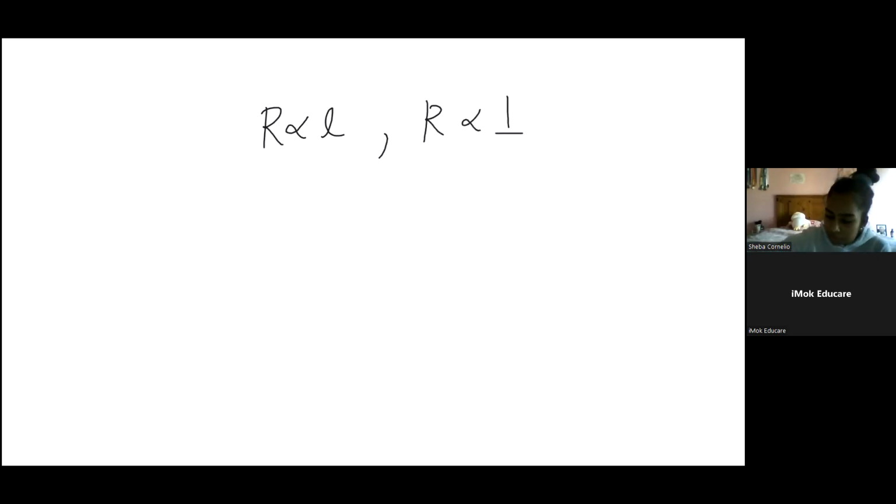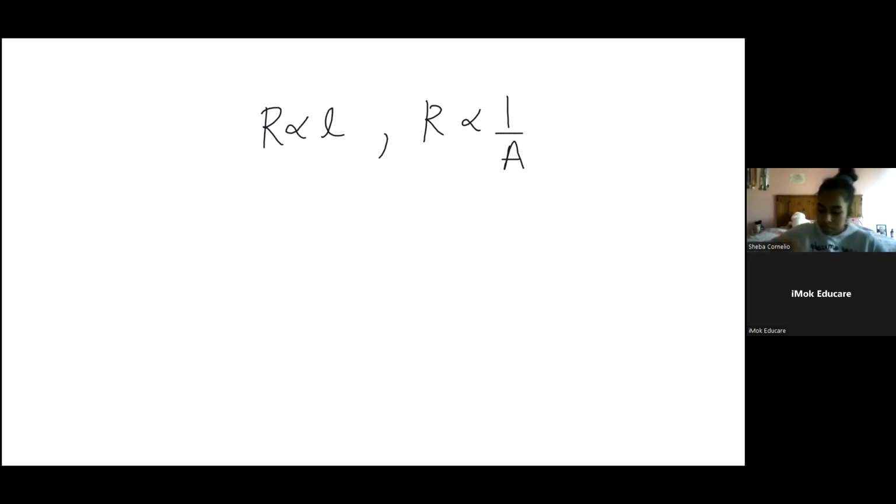One last part before we wind up for the class. It's not concerning this, but it is this. R is directly proportional to length. You know this? If the length increases, resistance increases. And R is inversely proportional to area of cross section. So if the area of cross section of the wire increases, the resistance drops. And therefore, we always have thick cables. Why do we have thick cables? So that their resistances are less.